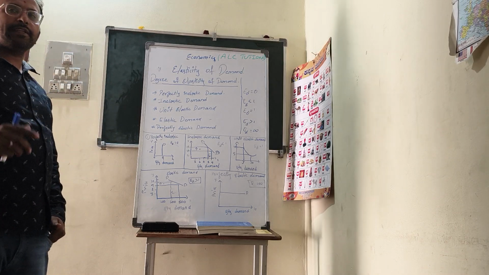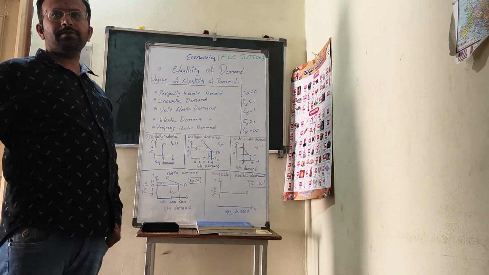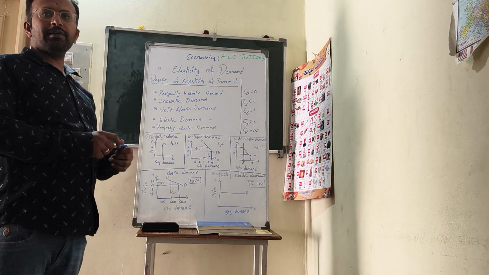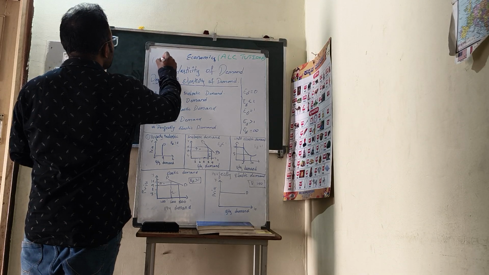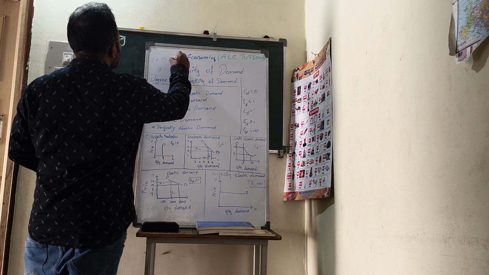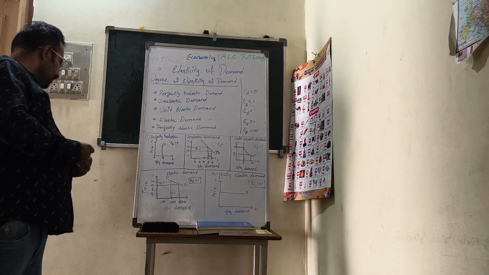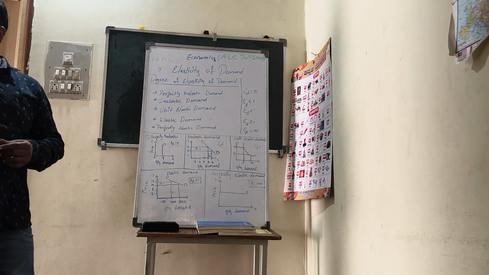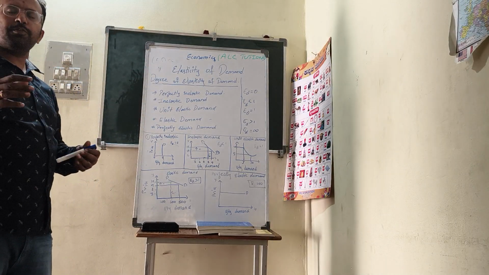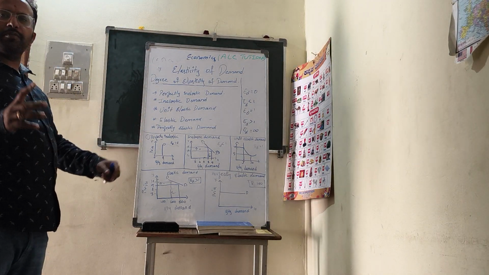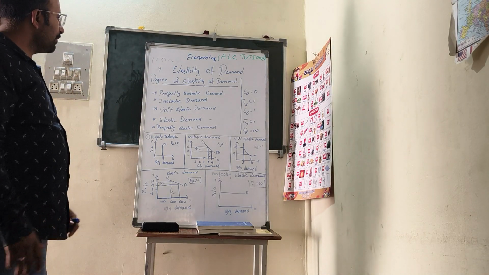Elasticity of demand is the responsiveness of demand due to change in price of the product. For example, we know the law of demand: when price increases, demand decreases; when price decreases, demand increases, and vice versa. So we can say that elasticity of demand is the responsiveness of demand due to change in price or income of the product. Usually we study price more in microeconomics.